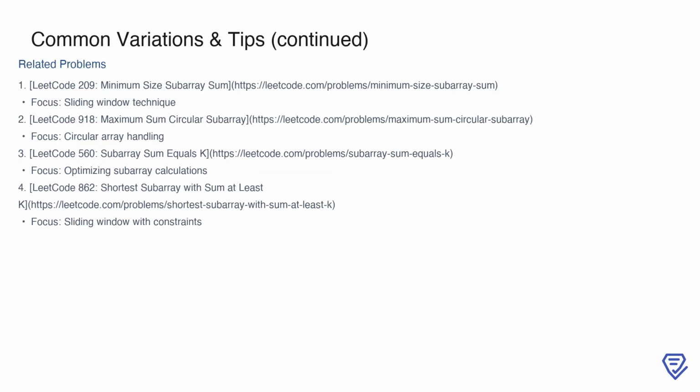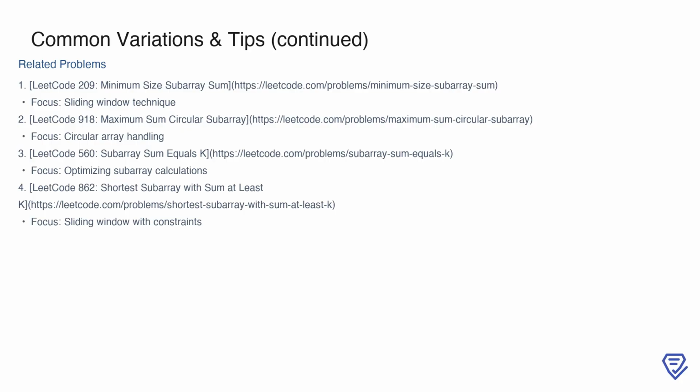To deepen your understanding of this problem, it's helpful to explore related problems that build on similar techniques. For instance, LeetCode 209, minimum size subarray sum, focuses on the sliding window technique, which is critical for optimizing some calculations. Another related problem is LeetCode 918, maximum sum circular subarray, which also requires handling circular arrays effectively.